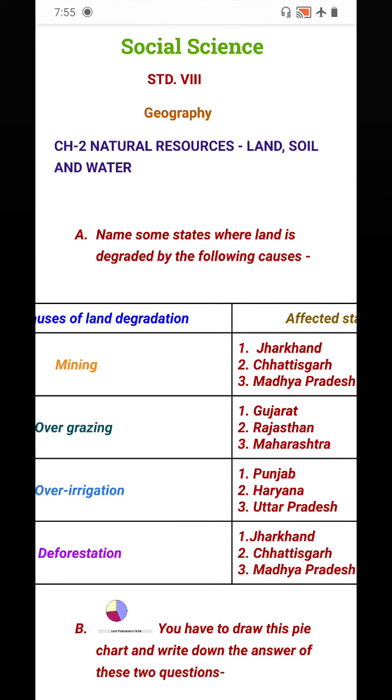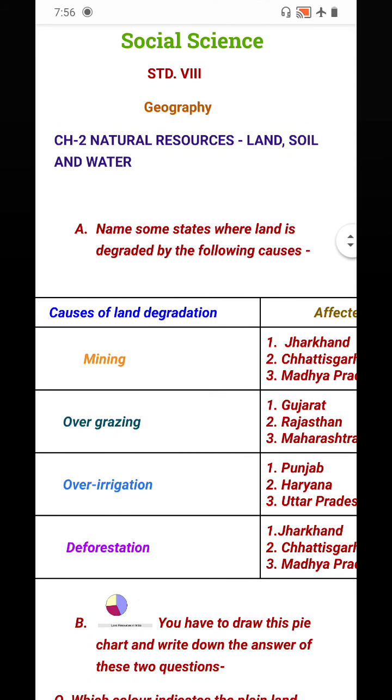And we know how mining can cause land degradation, because when we are digging the land, we are hitting the land, and that's why land is degraded. Many holes are created, and many types of breaking of the land's structure happen, that's why land is degraded. So mining is also responsible for land degradation. The 3 states given are Jharkhand, Chhattisgarh, Madhya Pradesh.